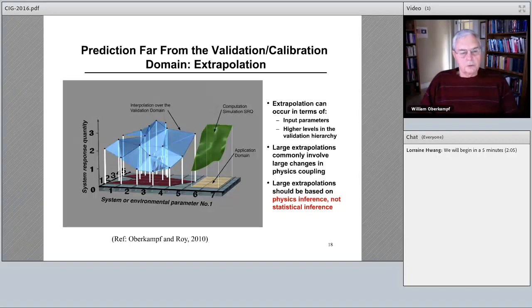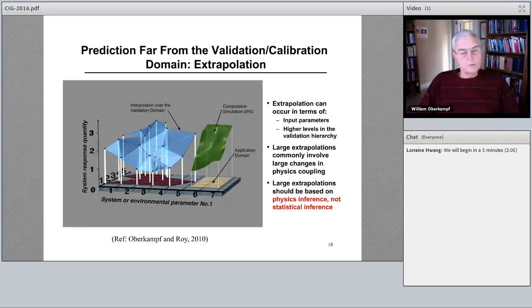You have just two parameters, okay? So over that space, let's suppose you have this validation domain, or where you calibrated your model, in the light blue color. But of course, we almost always make a prediction outside of where we have that data, either from validation or calibration. Large extrapolations commonly involve large changes in physics coupling, or could be completely different types of physics coupling that have never showed themselves inside the domain where you have obtained data.